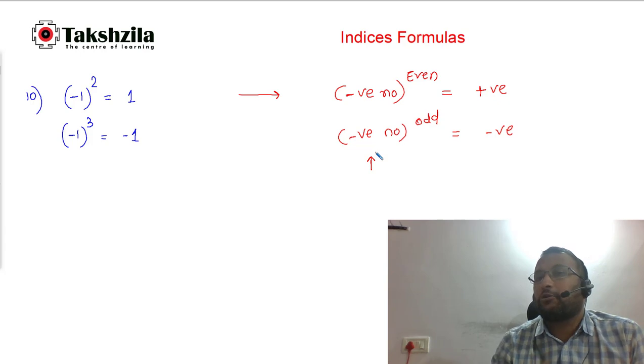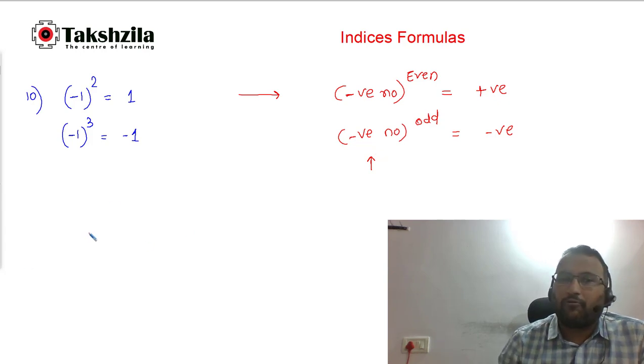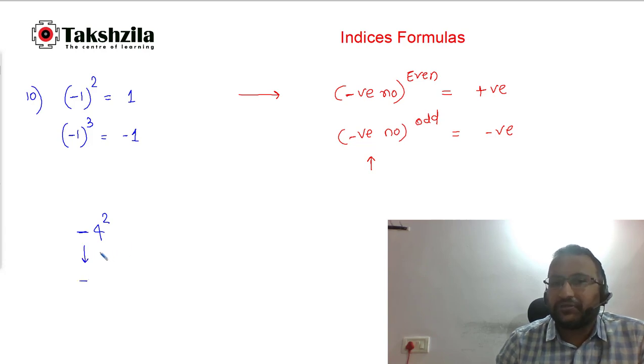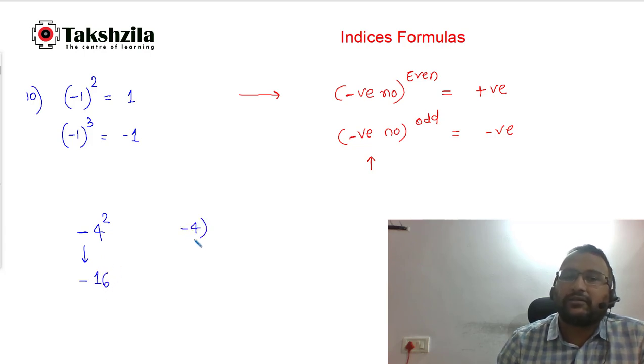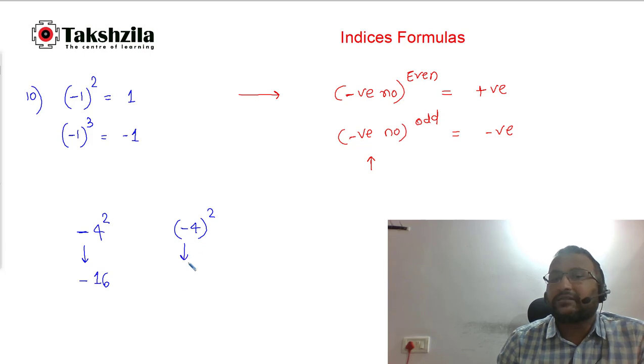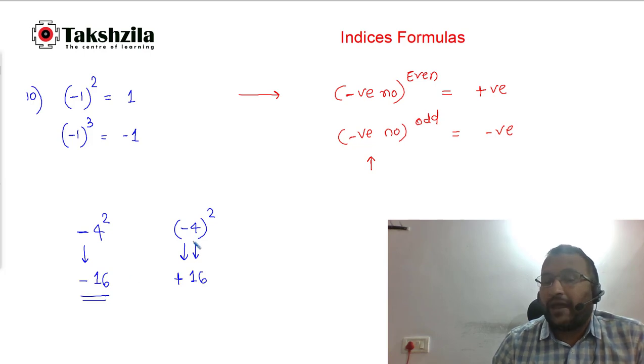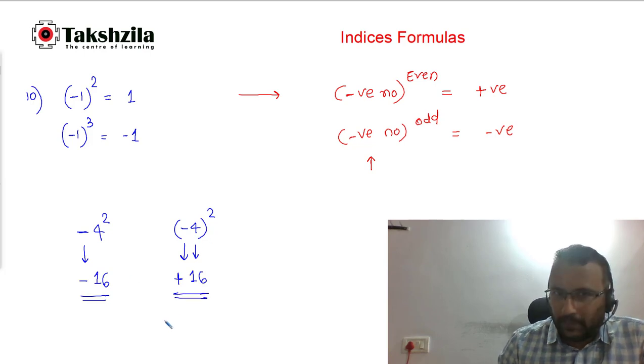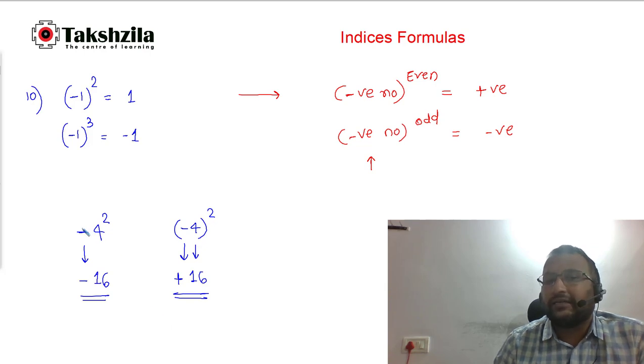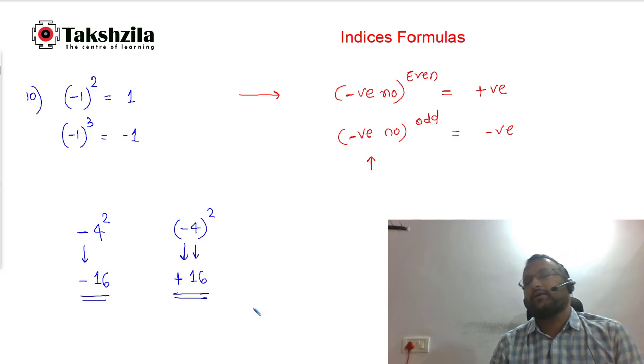What happens if the bracket is not there? If I ask you to find minus 4 square, this minus will remain as it is, and this 4 square will become 16. But if the bracket is there, if it is (minus 4) square, then the square of minus is positive and the square of 4 is 16. So if it is minus 4 square, the answer is minus 16, and if it is (minus 4) square, then the answer is plus 16. So you need to make sure the minus sign is outside the bracket or inside the bracket. That you need to take care.